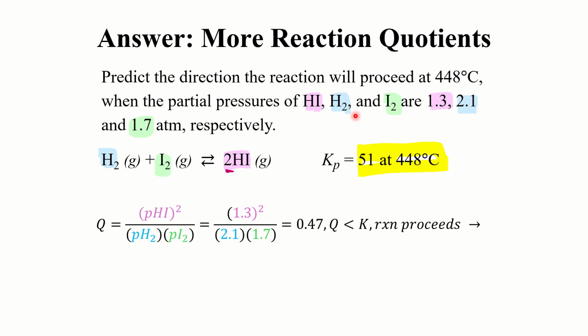Plug in the values given. HI's pressure is 1.3, so I'll plug that in on top. H2's pressure is 2.1, so that gets plugged in on the bottom. I2's pressure is 1.7, plug that in on the bottom. When you plug in these values and solve, you should get a Q value of around 0.47. Notice this Q value is smaller than the K value, 0.47 versus 51. So if Q is smaller than K, we need to go to the right. We need to produce more products to increase the Q value. So your answer here would be the reaction would proceed to the right, or in the forward direction.